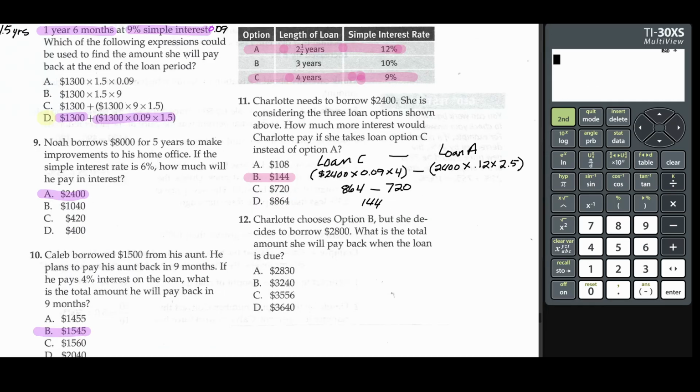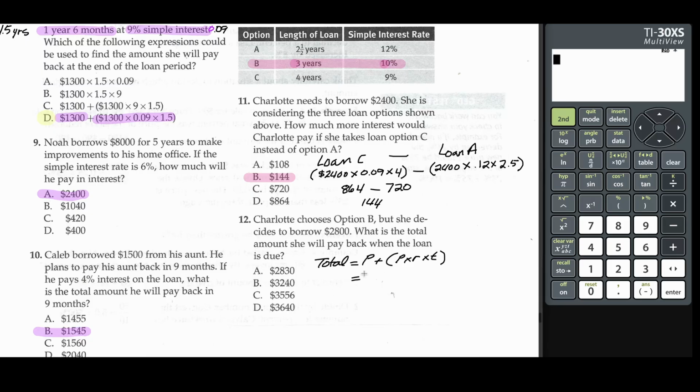Number 12. Charlotte chooses option B, but she decides to borrow $2,800 instead of $2,400. What is the total amount she will pay back when the loan is due? And then highlight the one that she's going to work on. So she's going to work with B right here. And let's write the formula down here. So they ask you for the total amount she will pay back. That means that the total amount is going to be total equals the principal, which is the P, the amount of the loan, plus the interest, which is going to be the principal times the rate times the time.